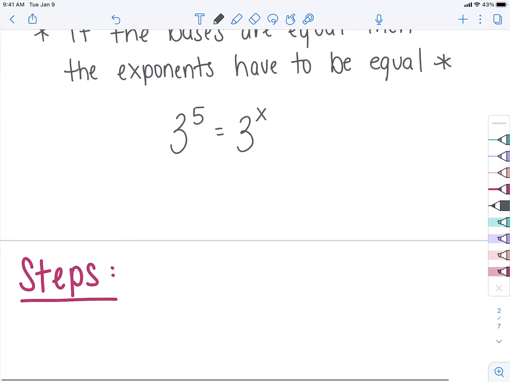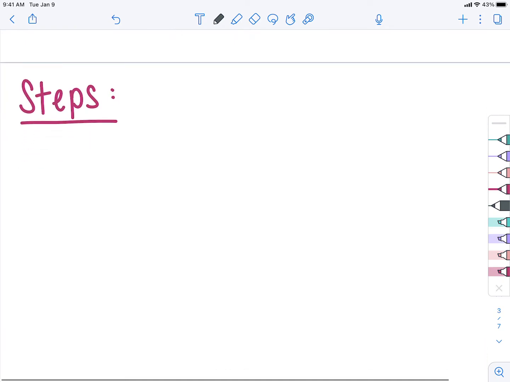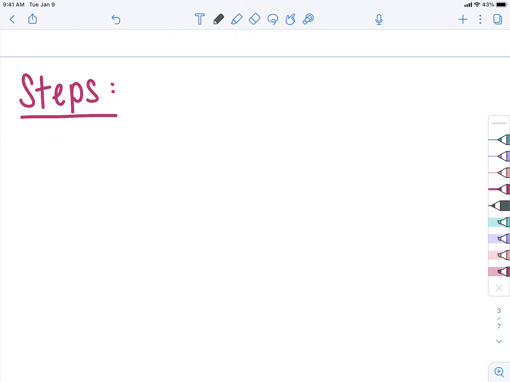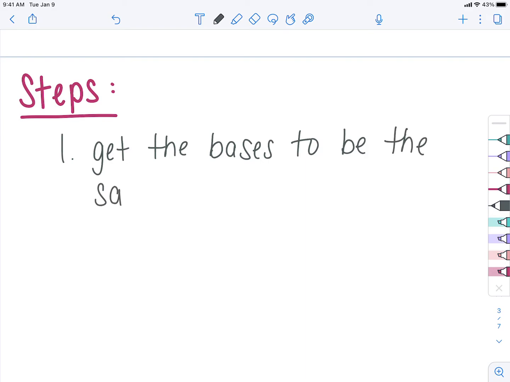So if we are going to solve these exponential functions, the first thing we want to do is get the bases to be the same. So step 1, get the bases to be the same. Normally this means look at the bigger number and try to rewrite it in terms of the smaller number. So if you had a 64 and you had an 8, you want to rewrite 64 to be in base 8. So you normally want to look to change the bigger number.